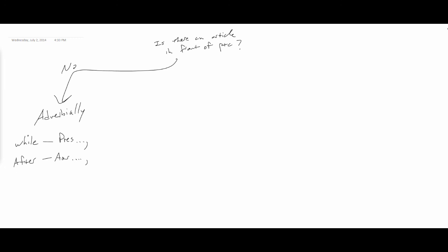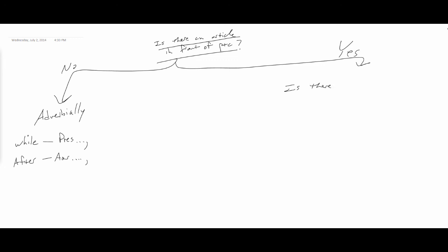Okay, so the initial question, is there an article in front of the participle? I told you this was the Mount Everest. This is as hard as it gets. Okay, so hang in there, and you can do it. Is there an article in front of the participle? If the answer to that is yes, there is an article in front of the participle, then there's a second question we have to ask.